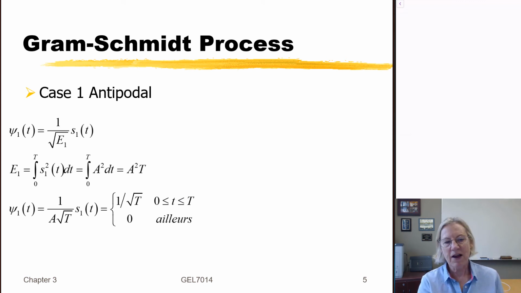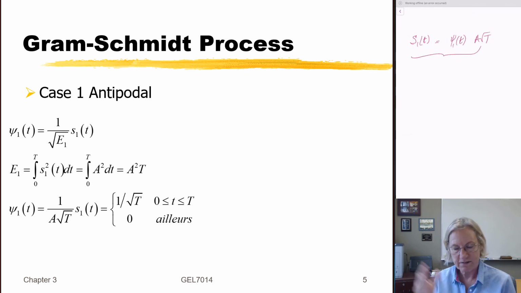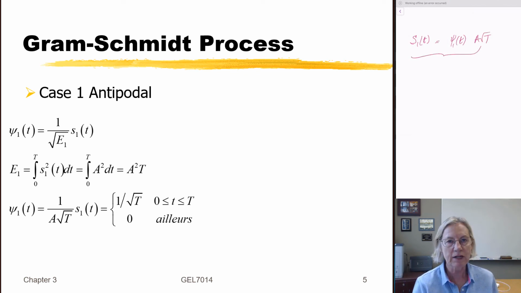So now, if I were to keep doing the Gram-Schmidt process, of course, I would get that the second basis vector is 0. How do I know that? Well, let's go over here. I know that S1 of t is equal to C1 of t with some normalization, so a square root of t. So they're the same vector, different lengths. C is normalized to have unit length.